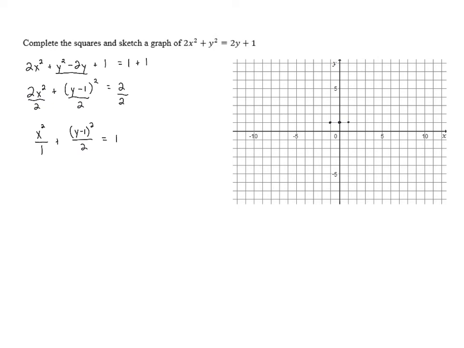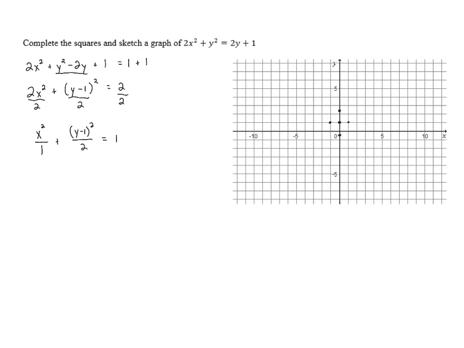And then for the y direction, the denominator is 2. So that means a squared is 2. So a is the square root of 2, which is about 1.4. So from the center, we're going to go up and down 1.4 approximately units, and that will actually give us the vertices of the ellipse.